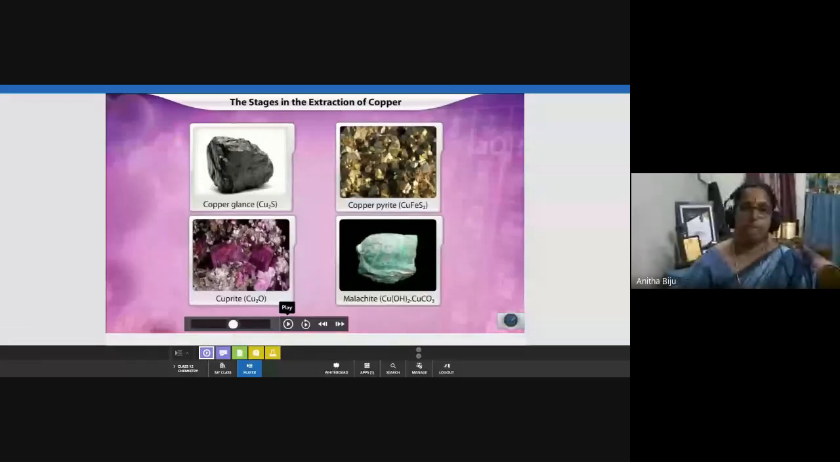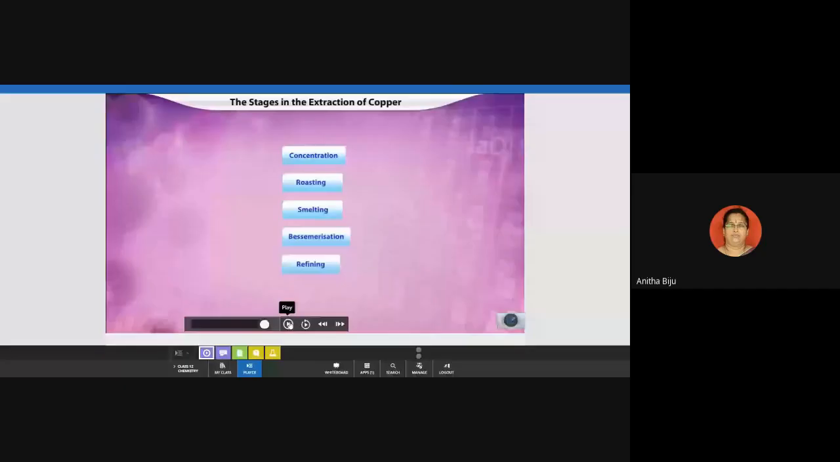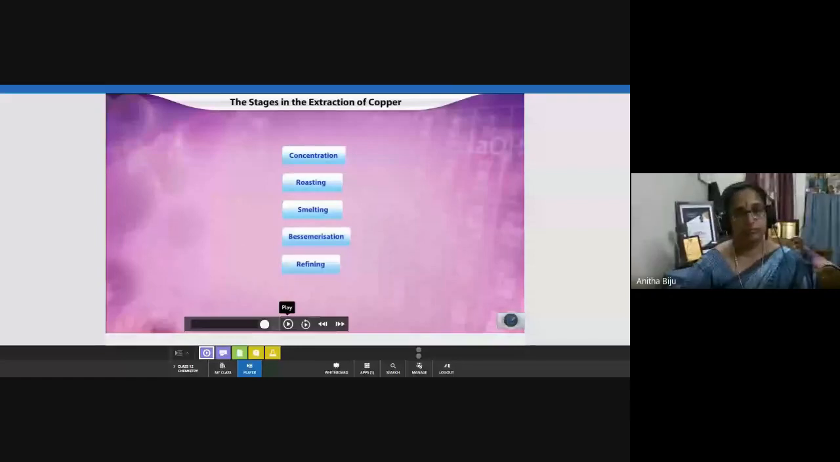The extraction of pure copper is a 5-step process. This includes concentration, roasting, smelting, polymerization, and refining. These are the 5 stages of extraction of copper. Okay, note down these 5 stages: concentration, roasting, smelting, polymerization, and refining. Click any process to learn more about it.